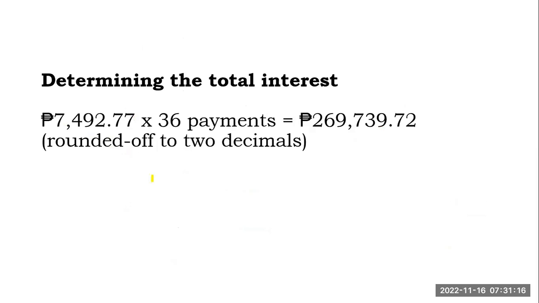Determining the total interest, that's 7,492.77. Ito yung monthly payment. And then, 36 payments. Kasi, diba, 3 years and monthly siya. Okay, so that is equal to 269,739.72. This is rounded off to 2 decimals.